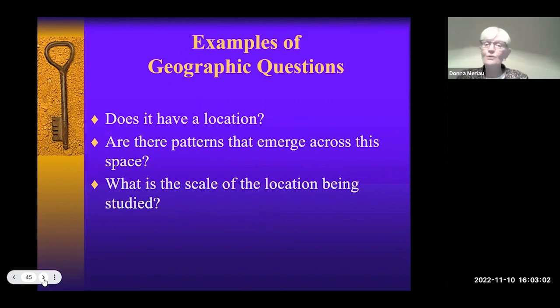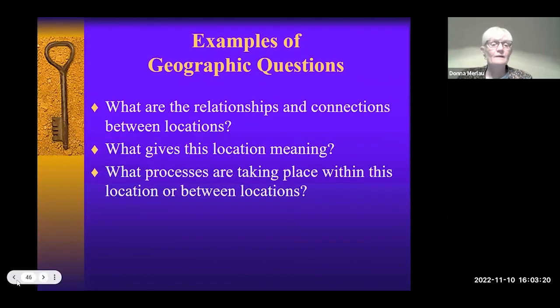Geographic questions include things like, does it have a location? Are there patterns that emerge across the space that you see? What's the scale? Am I zoomed in, zoomed out, local, regional, international, or global? And then what are relationships and connections between locations? Why are these places connected?